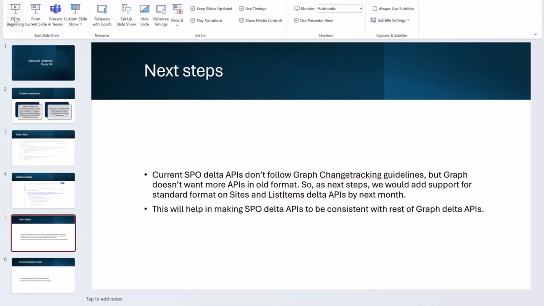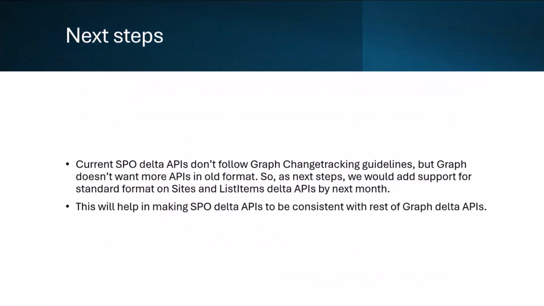Yes, now the next step is that the existing Graph Delta APIs are not following the Graph change tracking guidelines, in which we would have some more particular annotations. For example, for the deletion scenario, we'll have at removed and why the site or list item was deleted. There's some extra information that would come as part of the Graph change tracking guidelines, which we are working on, and that would be available by next month. Graph doesn't want more APIs in the old format, and that would help us be consistent with the rest of the Delta APIs on Graph. So these are the next steps we are working on.